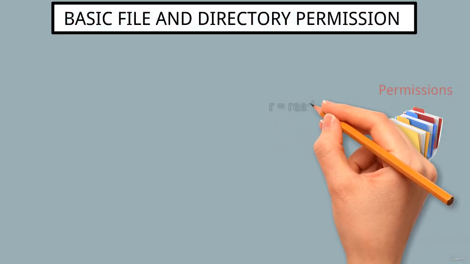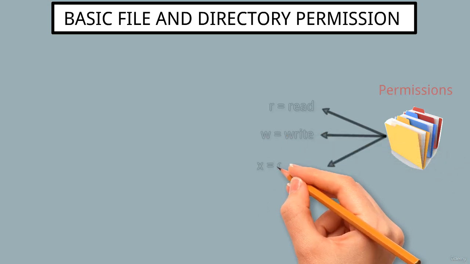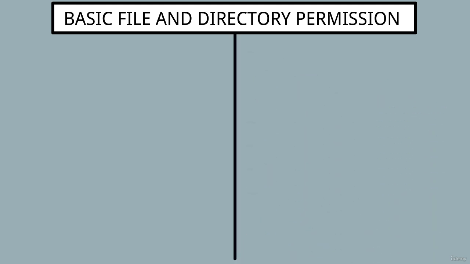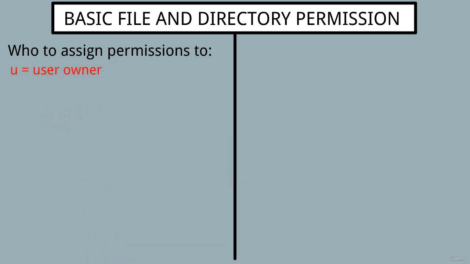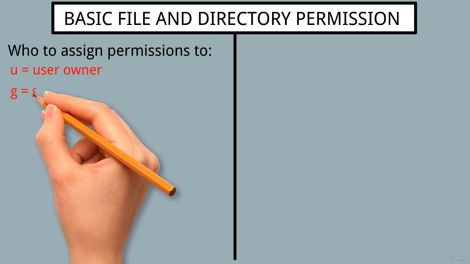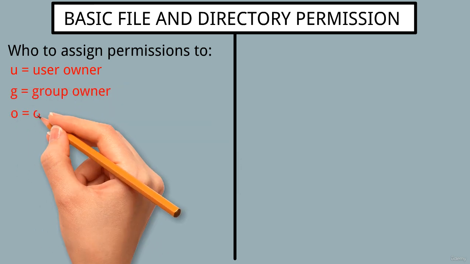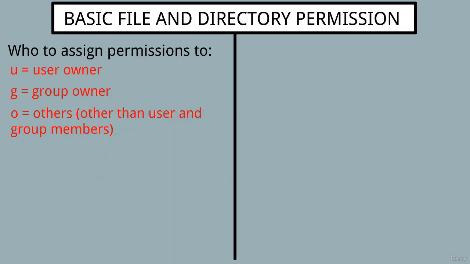R is the read permission, W is the write permission, X is the execute permission. Now these are the three permissions that can be assigned to a file and a directory. Who do you assign these permissions to? You can assign these permissions to a user, who's the owner of the file. You can assign these to a group, the group that owns that file or the directory. You can assign to others. Other than the user and group members is others.